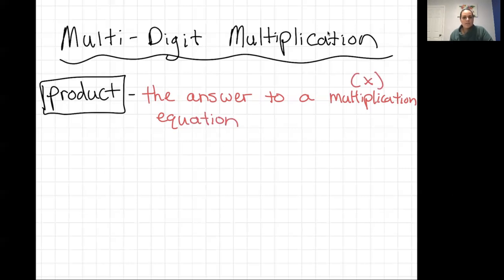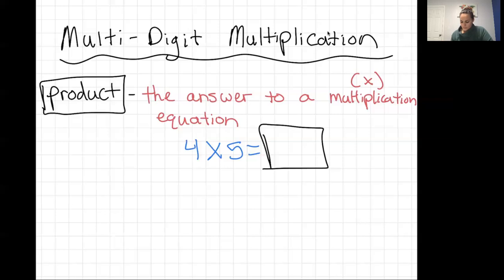So if I said find the product of 4 times 5, okay, so let's do that as an example. If I said find the product of 4 times 5, the product would be our answer. What we're finding right there is our answer, and that is the product. So the product would be 20, okay?